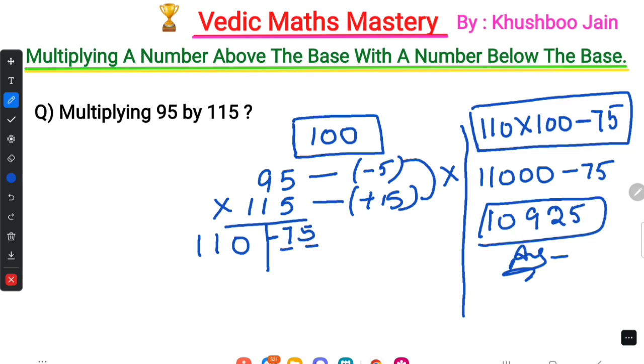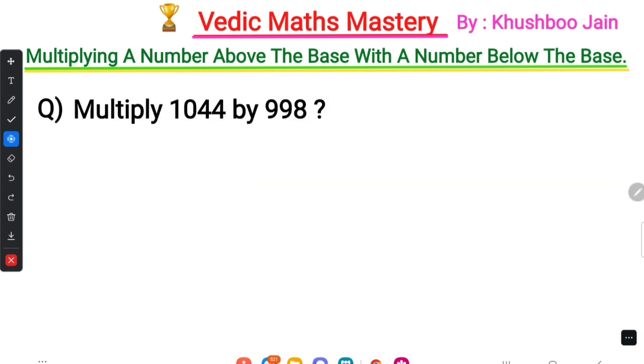You can simply get the answer from left to right with the subtraction trick if you want to apply it. Otherwise you can easily subtract as you normally do. So this is the answer. We can simply get the answer by multiplying the digits where one is below and one is above the base. So let's move to the next question to make it more clear how to solve these questions.